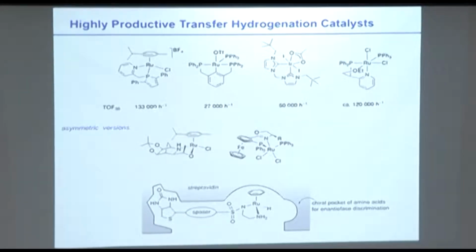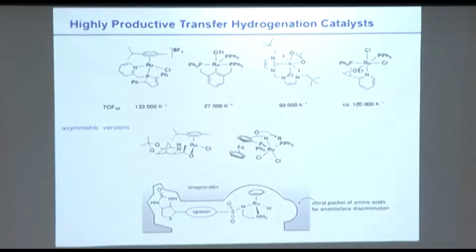Anyway. So activity is extremely high. But unlike dehydrogenation and direct hydrogenation, here typically turnover numbers don't go magic. They don't go that high. So these reactions have super high turnover frequencies because they're over in a minute or even less.